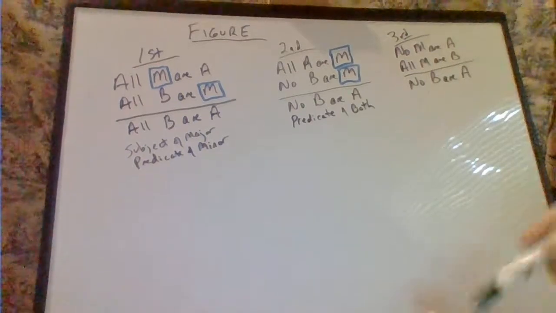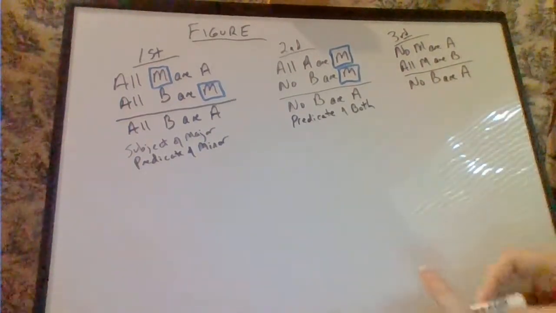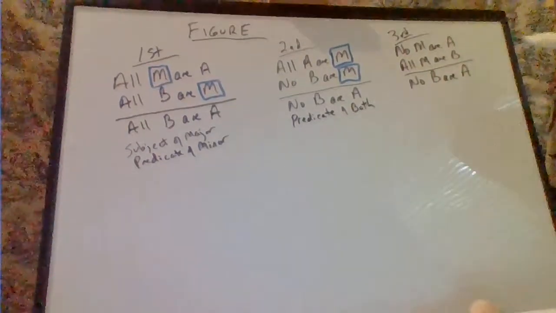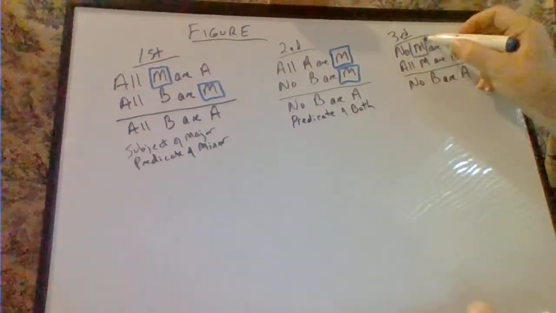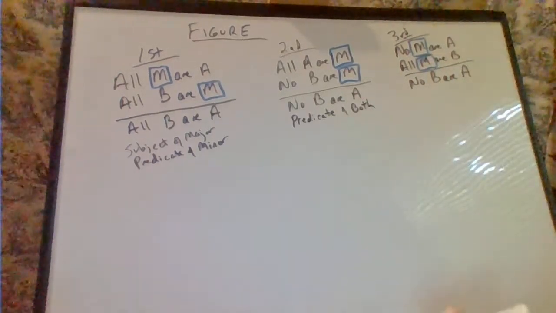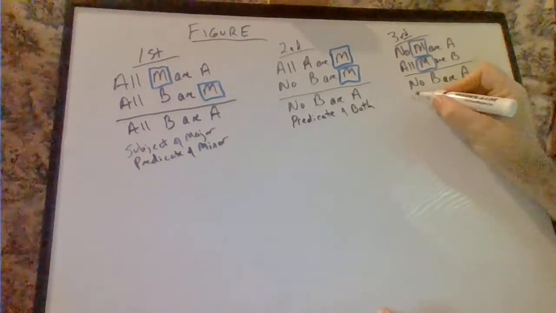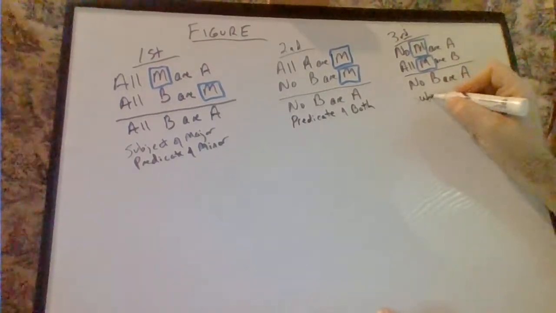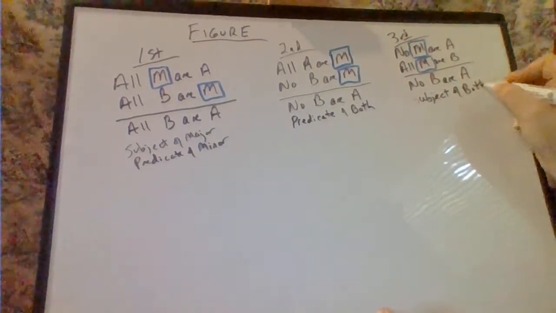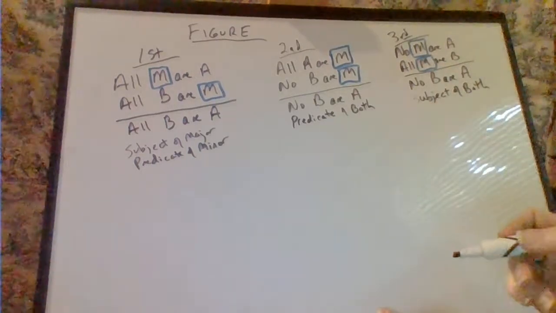So here's another one for you. No M are A, all M are B, therefore no B are A. Our middle term, the M, is found this time in the subject position of both statements rather. So anytime that you find the middle term in the subject position of both premises, that's third figure. So that configuration is always third.